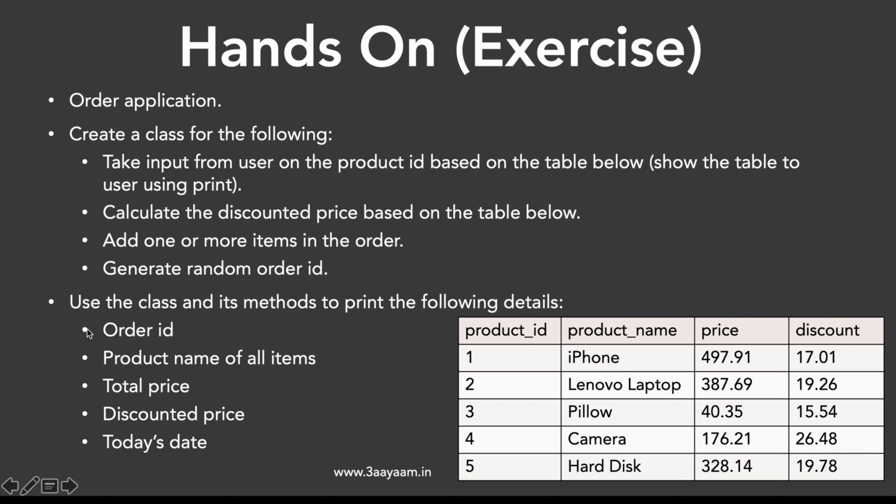So once this is done, you use the class and its methods to print the following details. The order ID, which will be randomly generated, product name of all items. So if you are adding one or more items in the order, then you'll have to print the name of all the items. But if you are skipping this, you can skip the product name also, and the total price, discounted price, and today's date. So this is an exercise that I expect you to do using class, methods, functions, and you can use the random module that I have shown you in the previous hands-on.